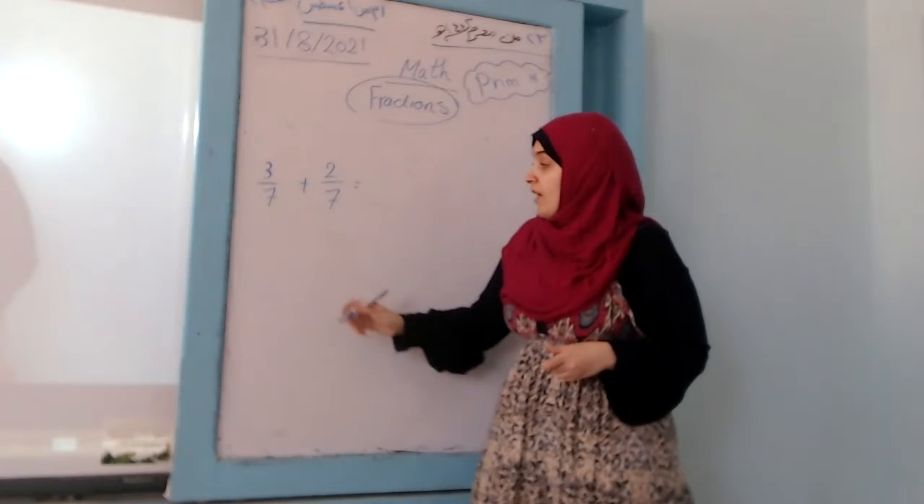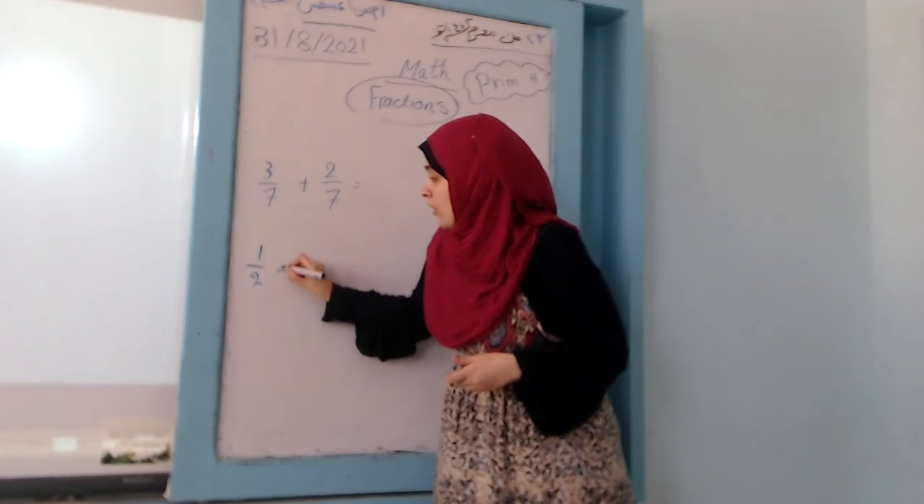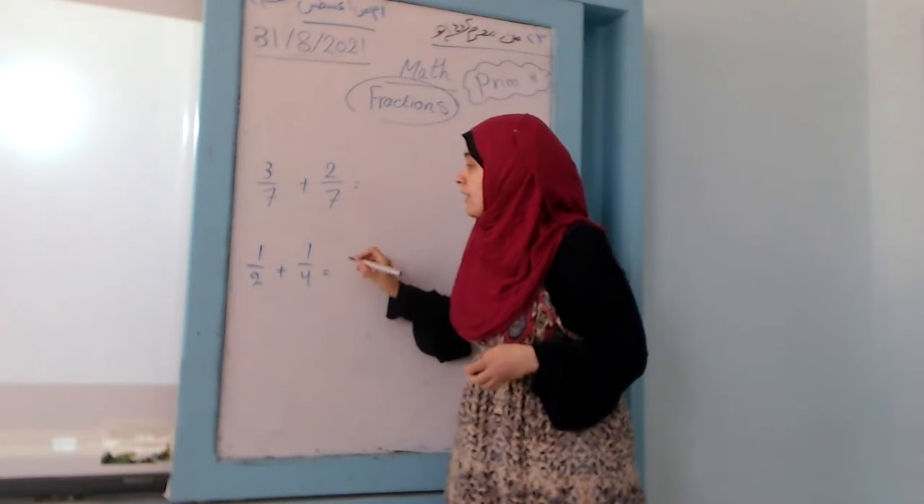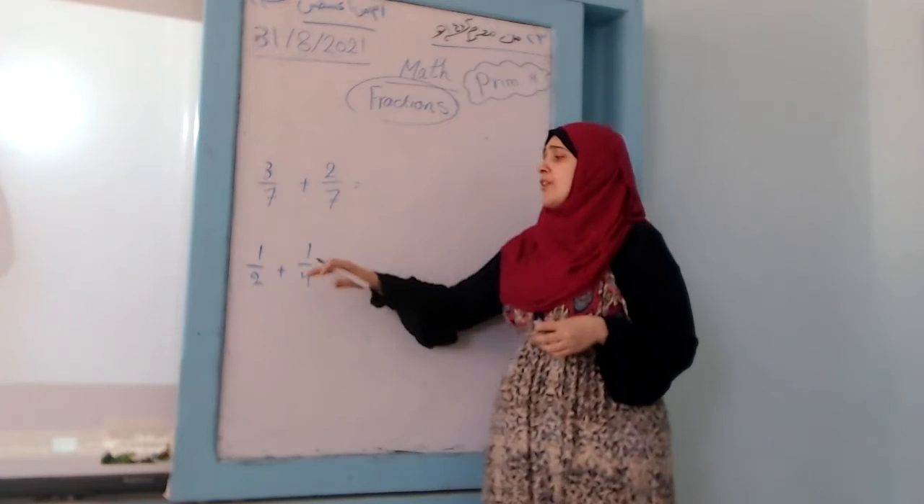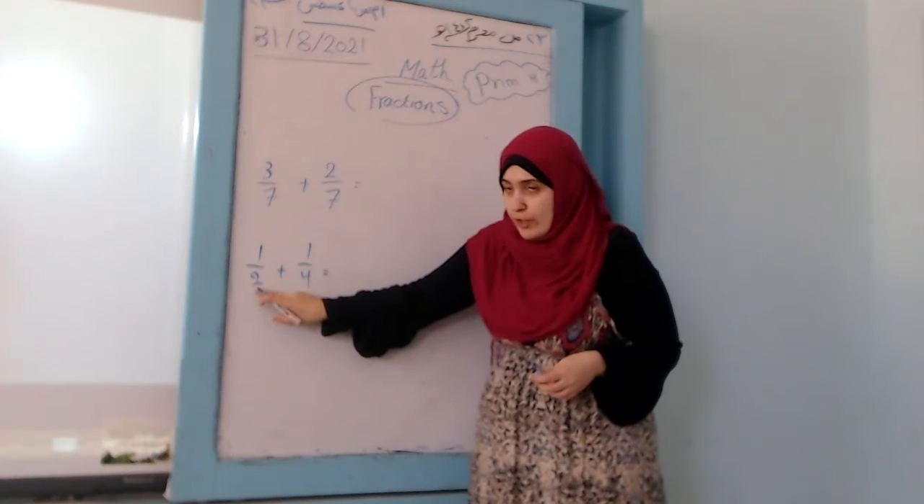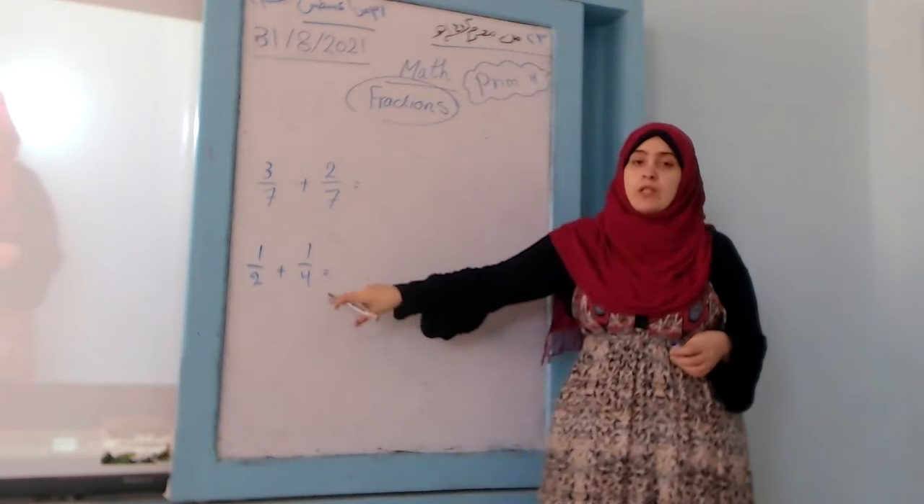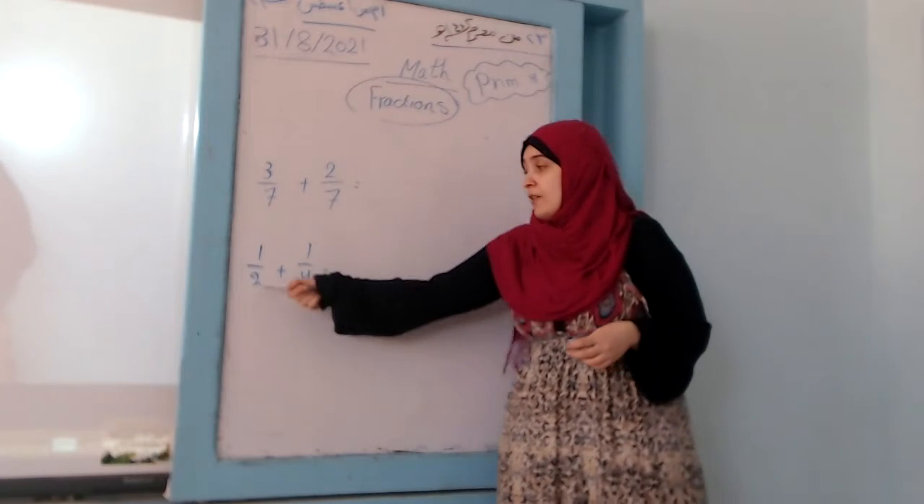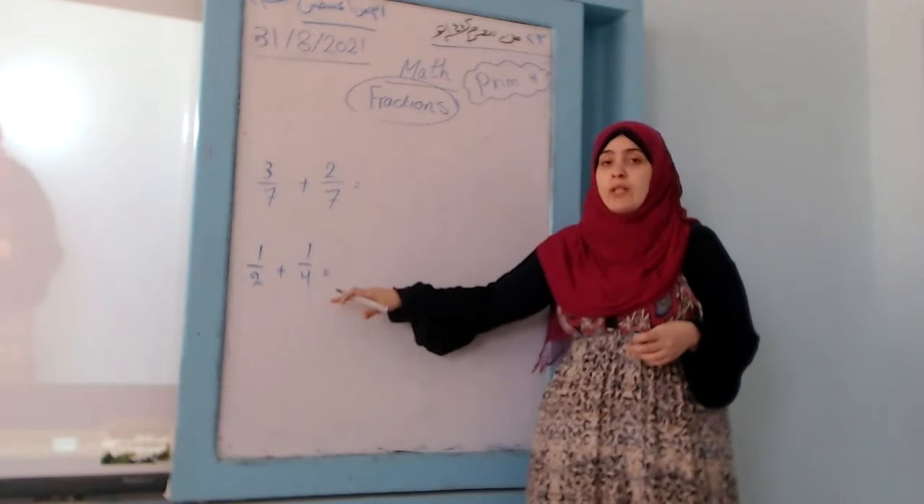If I have 1/2 plus 1/4, I can't do the addition directly because the denominator here is 2 and the denominator here is 4. I can't do the addition operation now.